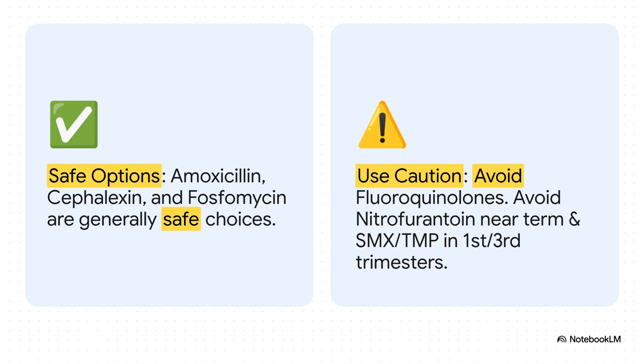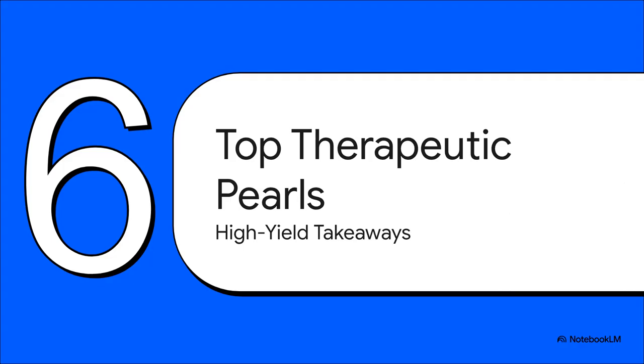Now, pregnancy. This is where we have to be extra careful. As this slide shows, even a UTI without symptoms has to be treated to prevent complications. Generally, our safe bets are beta-lactams like amoxicillin or cephalexin. We absolutely, positively avoid fluoroquinolones. And we have to be cautious with nitrofurantoin and SMX/TMP. We avoid nitrofurantoin right at the end of the pregnancy, and we avoid SMX/TMP in both the first and third trimesters.